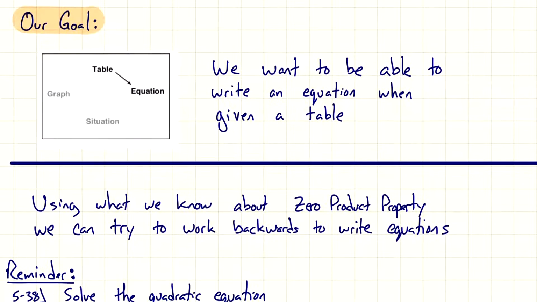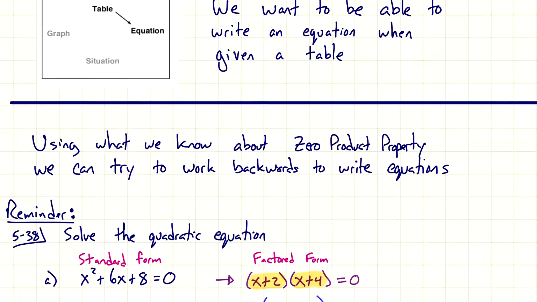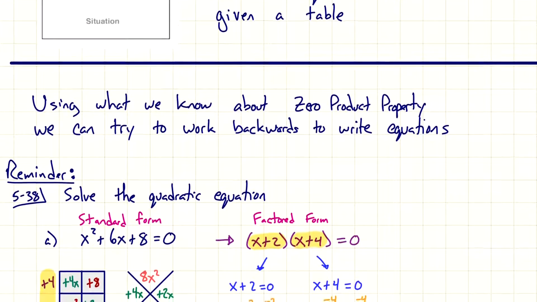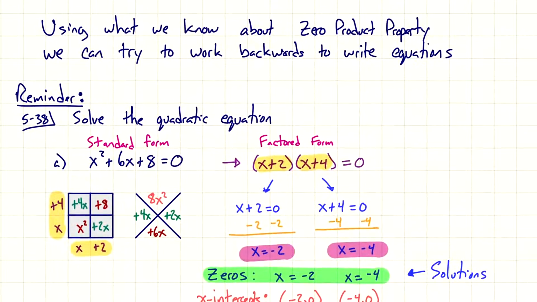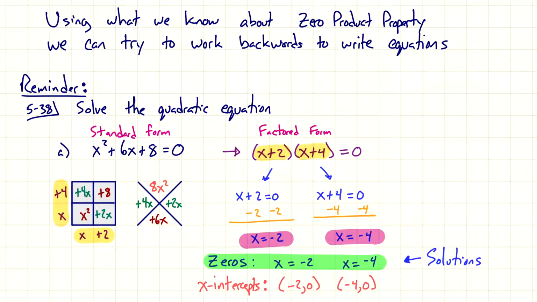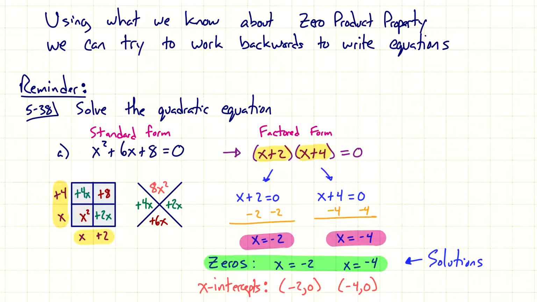But before we could do that, we need to use what we learned in the previous lesson to help us. So I'm going to go over that again. If you didn't watch that one or you needed a refresher, this should help. So here we're going to be using our zero product property to solve this equation, which I'm going to review mainly so that we could see how we could possibly reverse this whole process to end up with an equation.